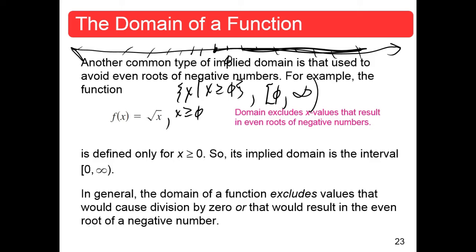Okay? Here they have it. Now they finally start showing you the notations. They still don't show the set notation, but a lot of places still use that, so I want you to recognize that. In general, the domain, of course, you always start all real numbers unless there's something that excludes it. And here, all those negative numbers are excluded. In general, the domain of a function excludes the values that would cause division by zero or that would result in the even root of a negative number.